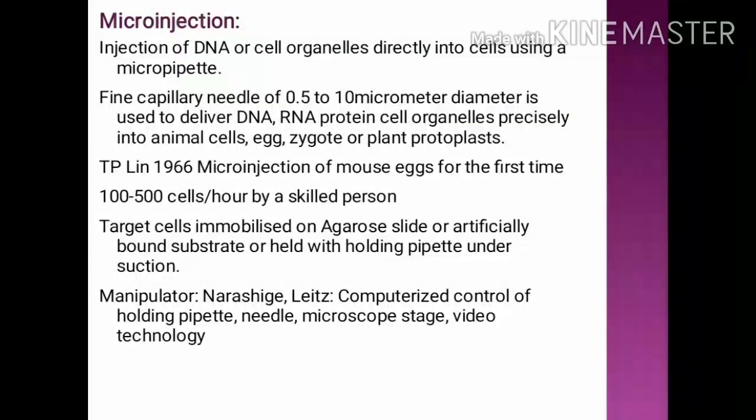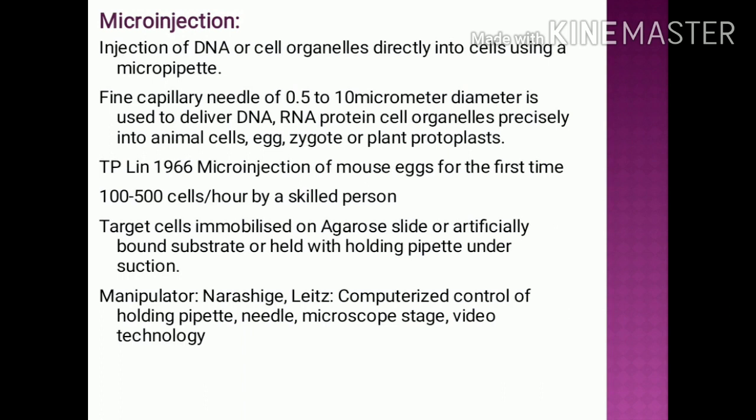The next method is microinjection. Microinjection is the injection of DNA or cell organelles directly into cells using a micropipette. A fine capillary needle of 0.5 to 10 micrometer diameter is used to deliver DNA, RNA, protein or cell organelles precisely into animal cells, egg, zygote or plant protoplasts.